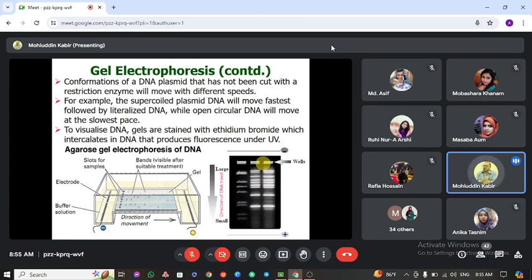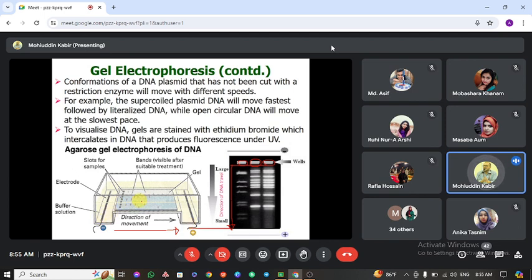So this was the sample loading hole that was created by placing the comb, and the DNA migrated from negative to positive because DNA has negative charge. So it will migrate towards the positive charge when we apply the current.